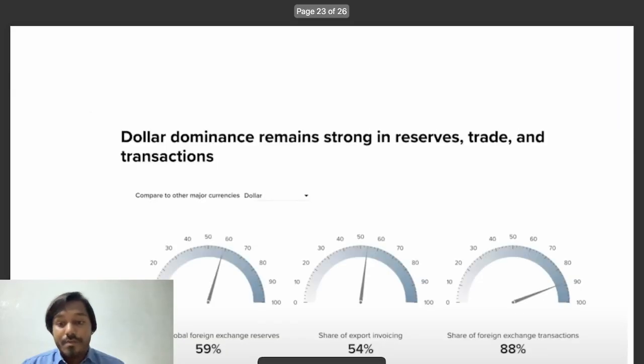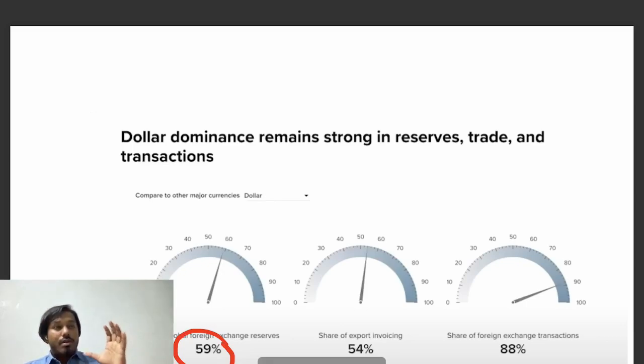Before I go to the fourth point, I'm going to show you the dominance of the dollar till now, 2024. You can see here the share of global foreign exchange reserves: America still has 59% of the share in global reserves. Of the reserves the world is holding right now, 59% are held in dollars.